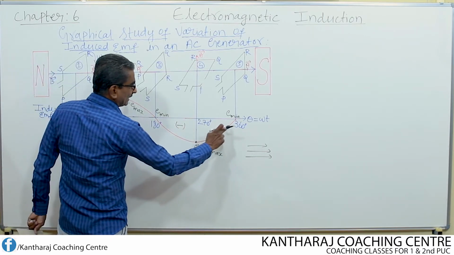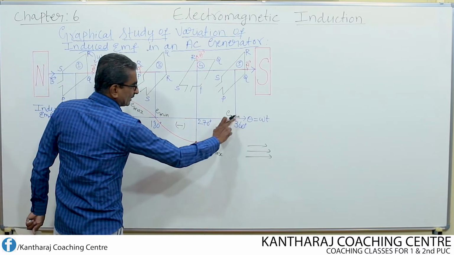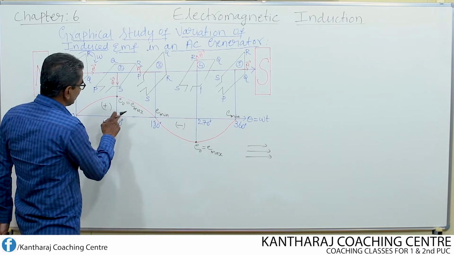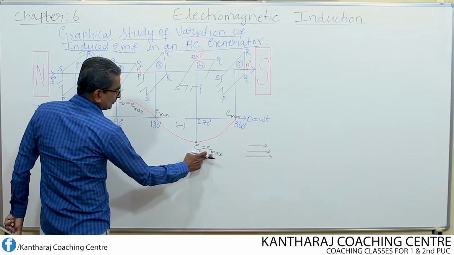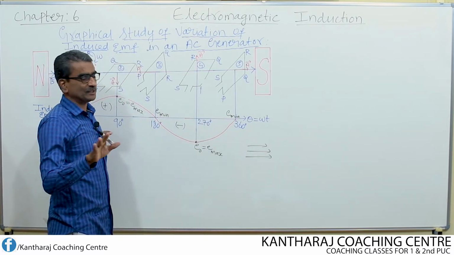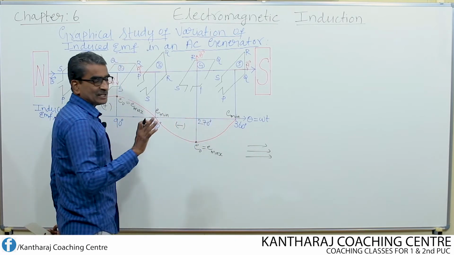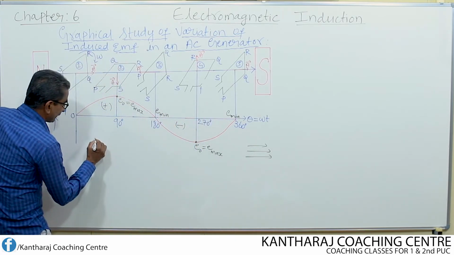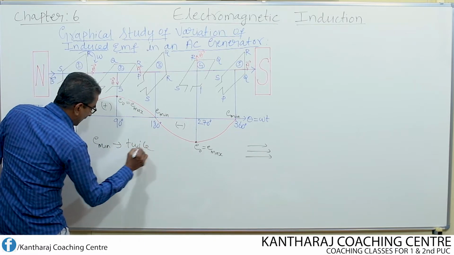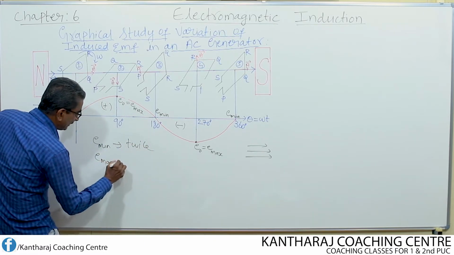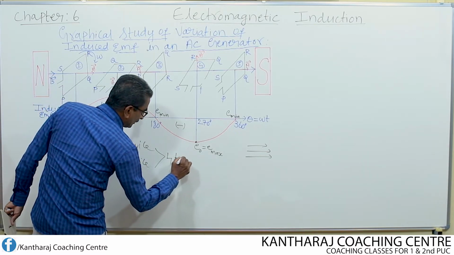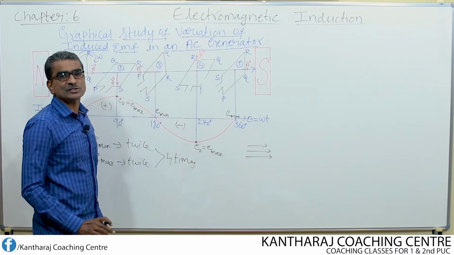In one complete cycle, that means 360 degree rotation of the coil, the magnitude of the induced EMF is changing how many times? Maximum 2 times, minimum 2 times, totally 4 times. So the induced EMF magnitude changes 4 times. Then E minimum will be how many times? Twice, and E maximum will be twice. So totally now 4 times the induced EMF magnitude changes.